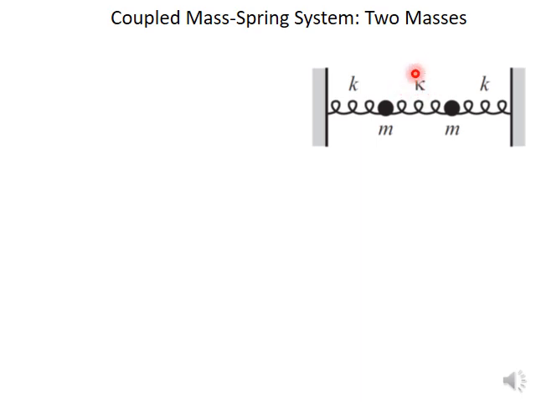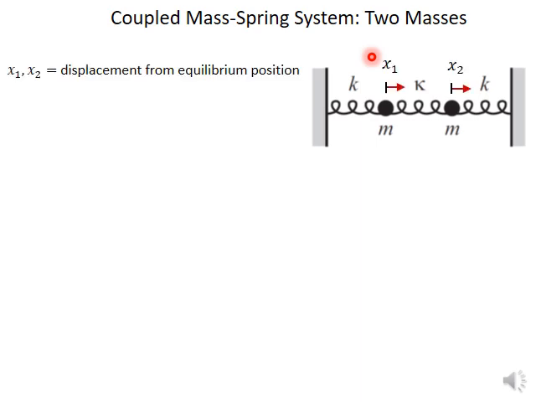So this is a kappa, with a spring constant which is that of the central spring, and the side springs are represented by k, the spring constant k. Masses are again identical. So let's try to solve this system mathematically. First we look for displacement, and again we have a displacement of this mass represented by x1, and the displacement of this mass from its equilibrium position represented by x2.